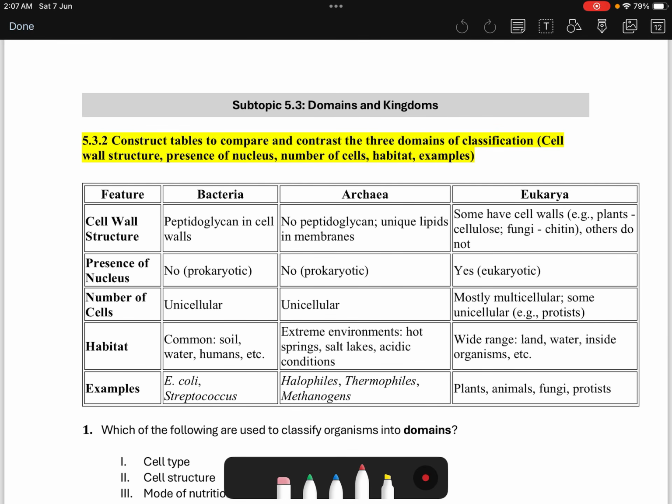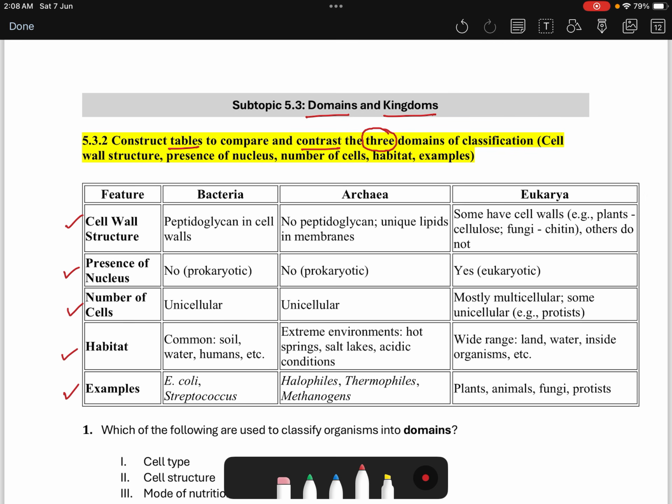Once again, we are back to see topic 5.3. In this topic, we are going to discuss domains and kingdoms. So first KPI says that construct tables to compare and contrast the three domains. So from here, we are very clear that there are only three domains of classification. But we need to compare them based on cell wall structure, based on the presence of nucleus, number of cells, habitat, and example. So starting with the names of the three domains.